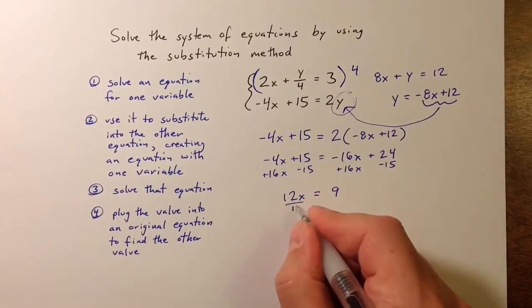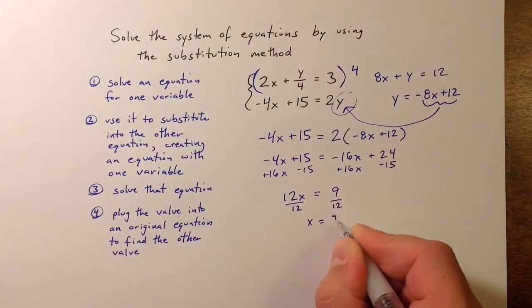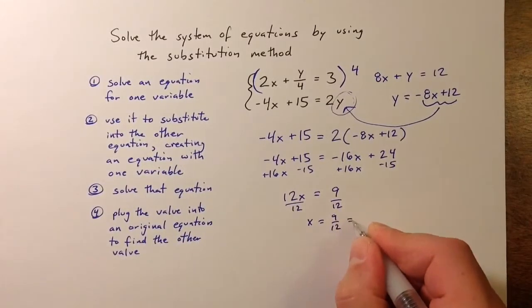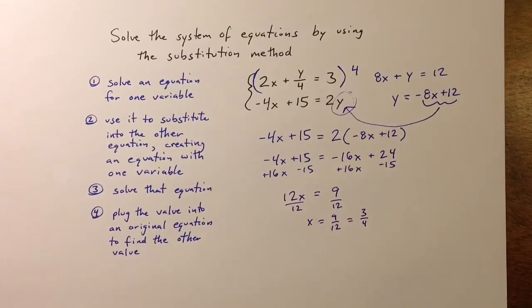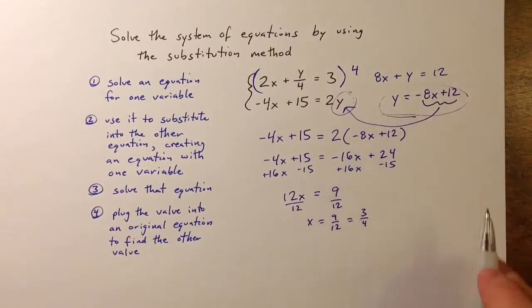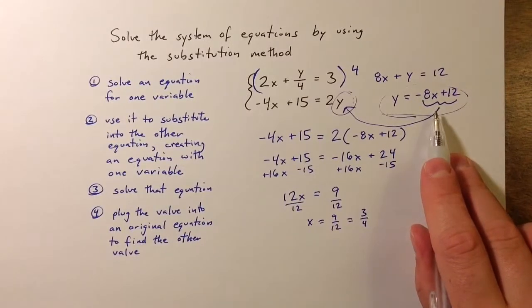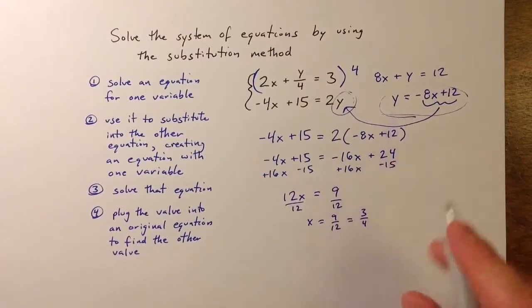So dividing both sides by 12, we see that the value for x should be 9 over 12, and of course that simplifies to 3 over 4. To find the value for y with an expression like 3 over 4, well, I can do one of two things. I could plug that in here, which I guess is not the entirely original expression, but I should be able to find a value for y easily from that, so let's do that.